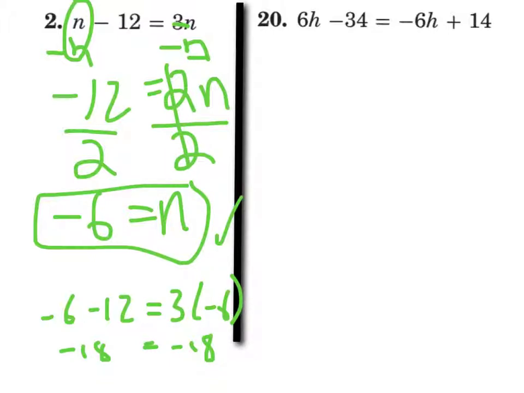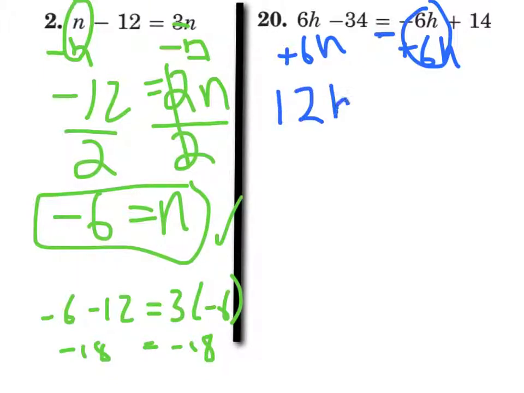Okay, pardon the interruption. So I want to get all the h's on the same side. So I think I want to keep positive h's, so I'm going to add 6h. That turns that into a 0. And add 6h, both sides of the equal sign here. So I get 12h minus 34 equals 14.